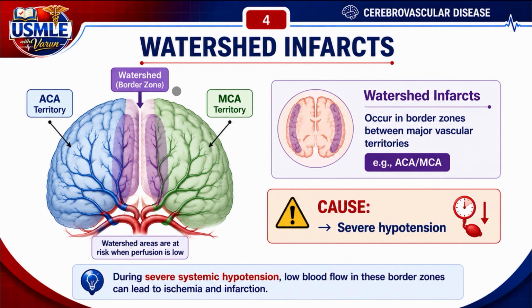Now coming to watershed infarcts. These infarcts occur at the border zones between major arteries, like between the anterior cerebral artery and the middle cerebral artery. These watershed areas are already relatively underperfused. So during severe hypotension, like in cases of shock, these regions are the first to infarct. That's the reason why we call them watershed infarcts.